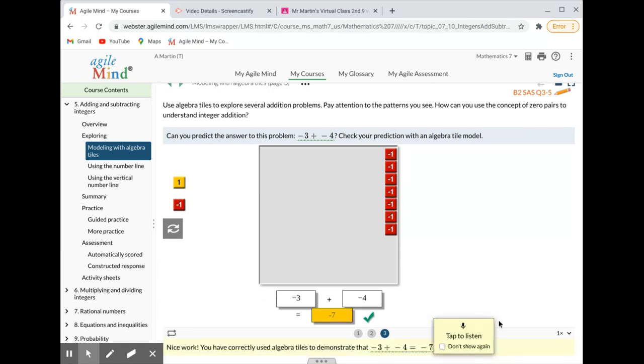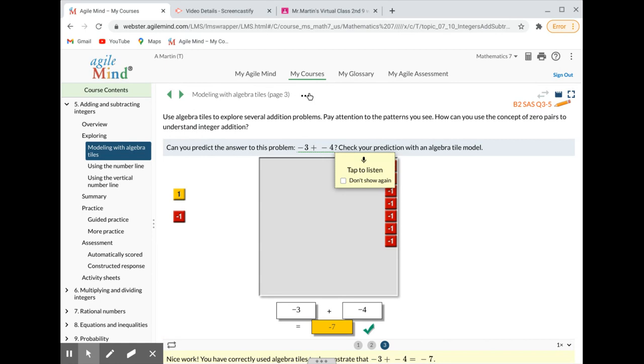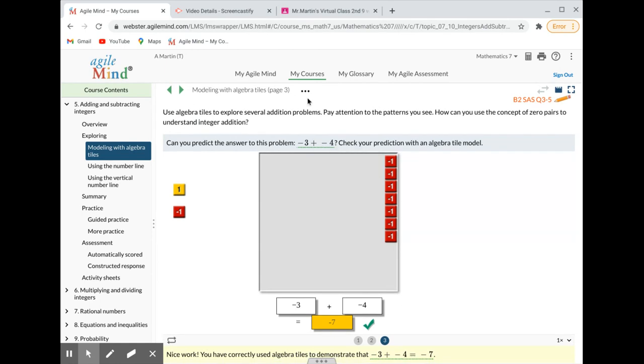Anybody confused about that? Nope. All right. Cool. We're moving on then. Everybody should have those written down in their workbook.